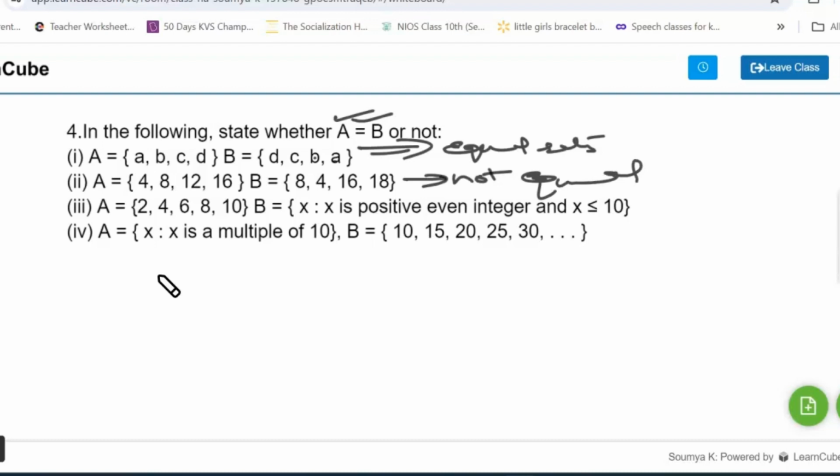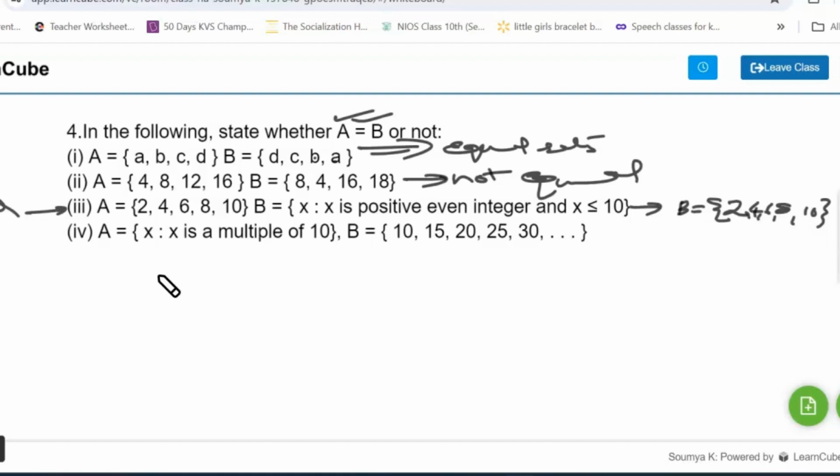Next one is 2, 4, 6, 8, 10. The first set has 2, 4, 6, 8 and 10. Then let's find out what is there in set B. B set has x is a positive even integer and x less than or equal to 10. So you will have positive even integers 2, 4, 6, 8 and 10. So these are the elements 2, 4, 6, 8, 10. Both are the same. A and B, if you check, they are the same. So this is an equal set.